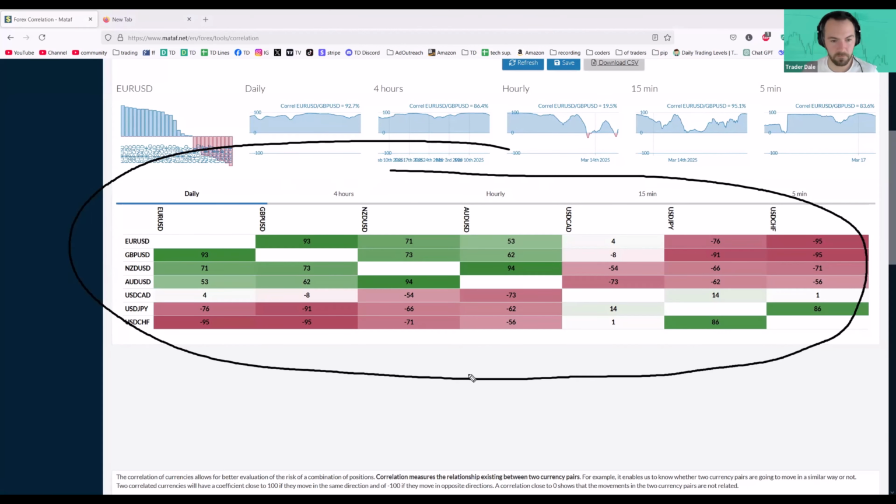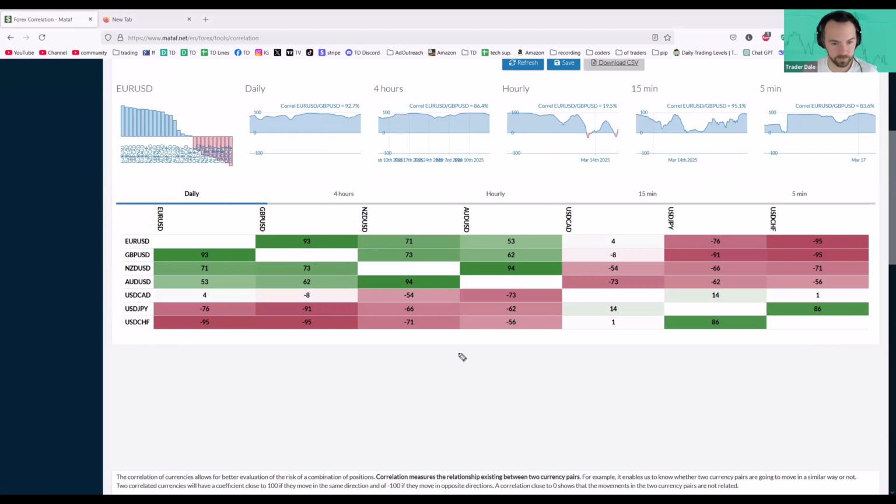Now we can look at the biggest correlations between the majors. And as you can see, the best are those correlations between the euro dollar, the British pound, and the US dollar Canadian dollar. Also, those two. There's also a good correlation between US dollar Japanese yen and the US dollar Canadian dollar. Only 14, that's fantastic. US dollar Swiss franc and US dollar Canadian dollar correlation 1, that's also great. And the strongest correlations, we talked about that, that's right here, 93, minus 95, minus 91, right? So you want to be aware of that.